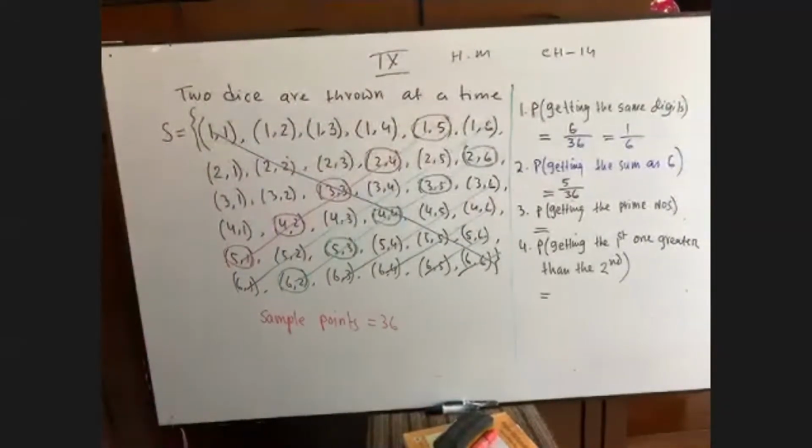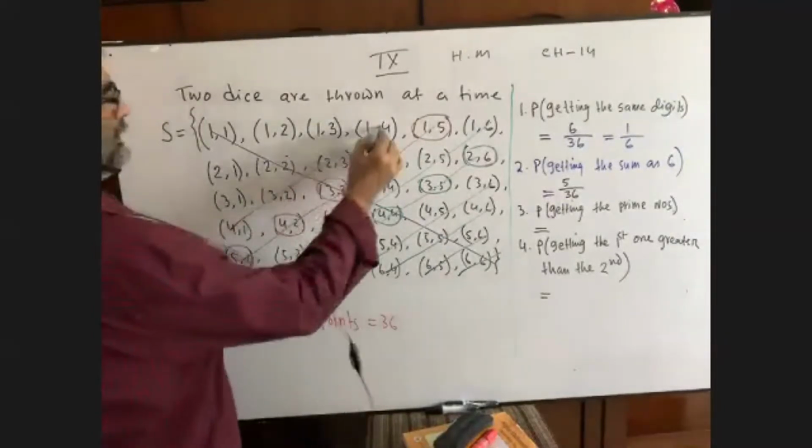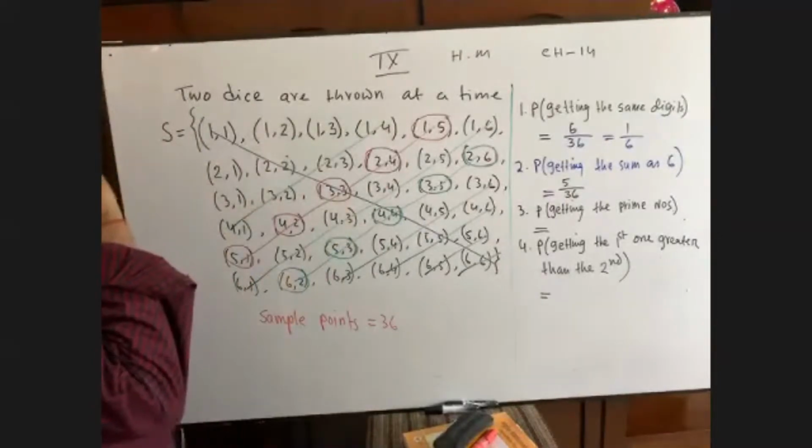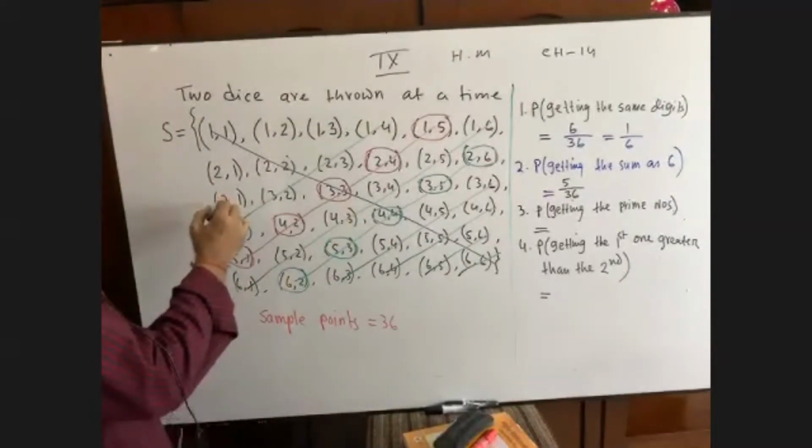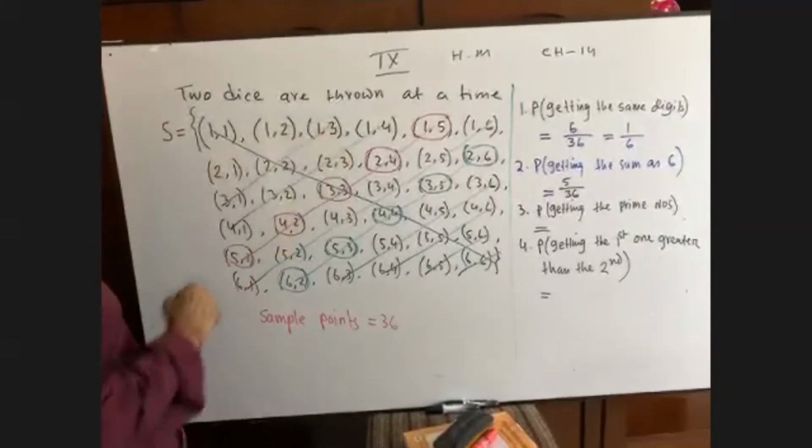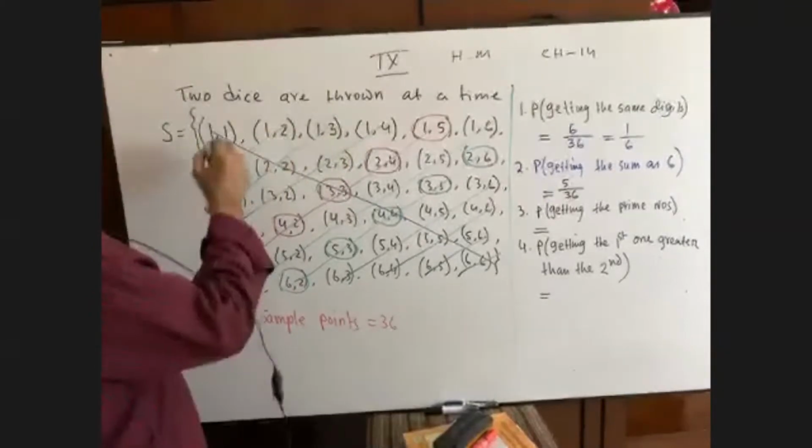Are you getting me? Yes, sir. Everybody, I'm getting you. Okay. You see, along this all are 5. Along this all are 4. Along this all are 3. Along this all are 2.